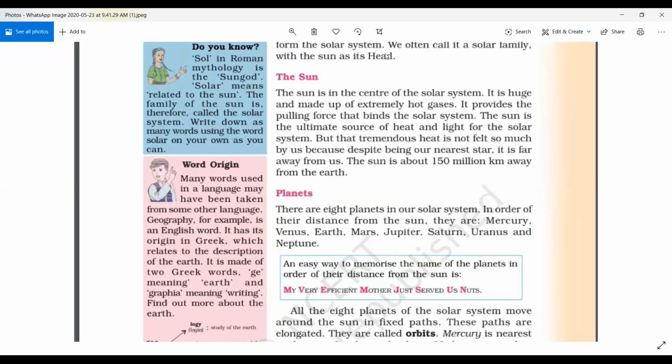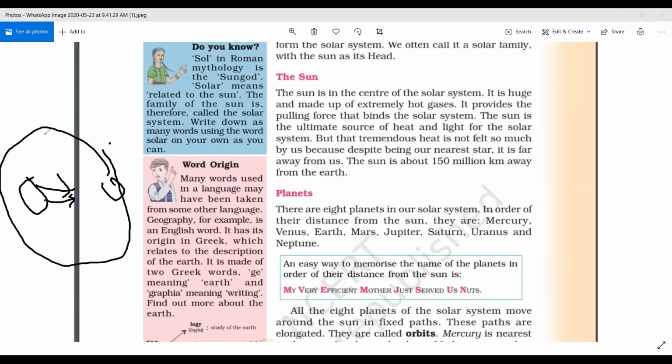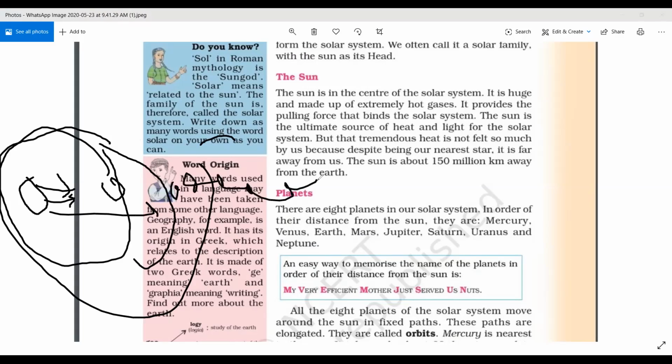Okay, so we know that the sun is at the center of the solar system, and the sun has gravity, such a force that it pulls all the planets around it. It exerts a force so that all the planets keep moving around it. If it would not exert force, the planets would not revolve around it.